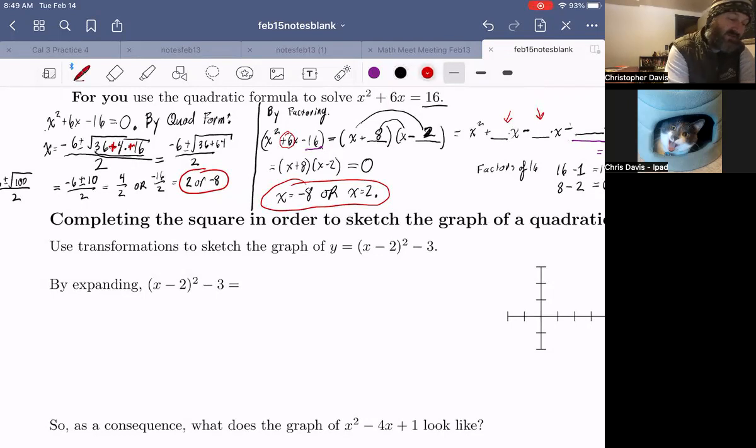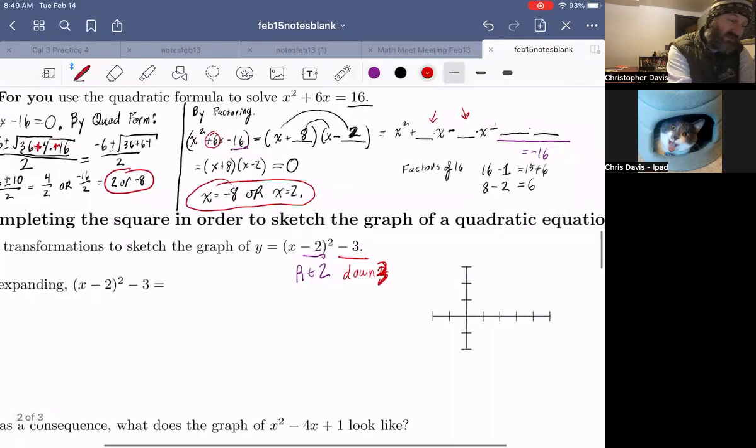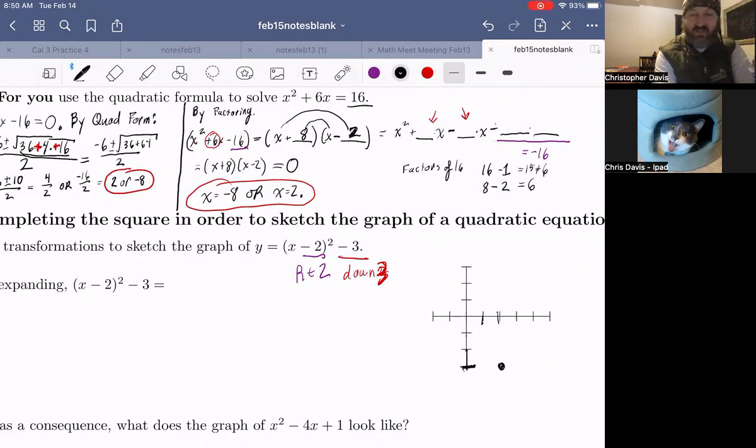This should look like the graph of y equals x squared, but you should go up 3 and right 2. Sorry, that 2 should be a 3. Up 3, right 2. So let's do that. You want to sketch the graph of that? Let's go up 1, 2, 3. Let's go right 2. That's where the turning point will be. And it'll look quadratic from there.